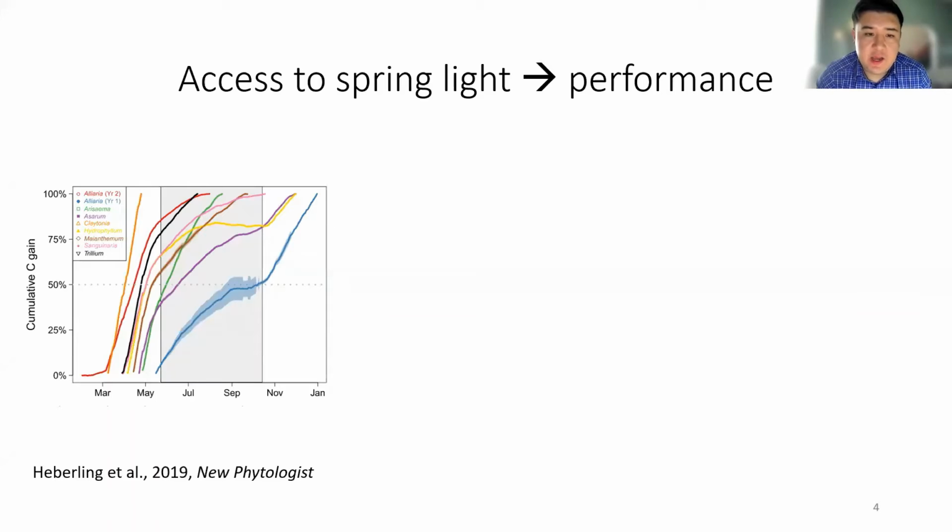This has been shown to be a really important resource. So Heberlein et al. in 2019 showed in their work with spring wildflower species that many of these species assimilate over 50% of their annual carbon within the first few weeks of the growing season before canopy closure, which is represented here by this gray shading in the middle. And some species that leaf out later in the growing season even make use of a second light availability window here in fall as well.